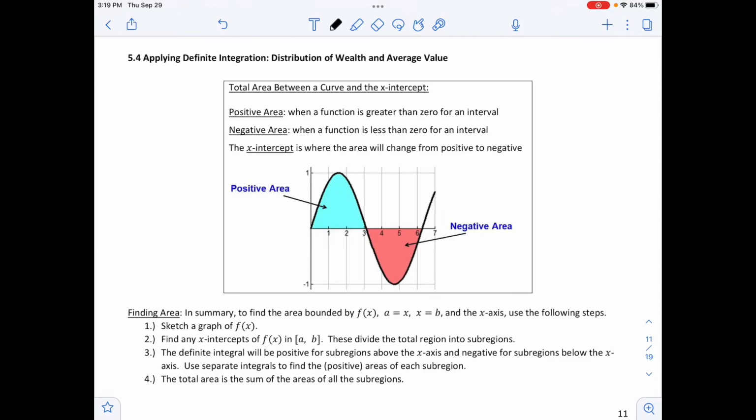We're in section 5.4, applying definite integration, distribution of wealth, and average value. The first thing that we have listed here is the total area between a curve and the x-intercept.